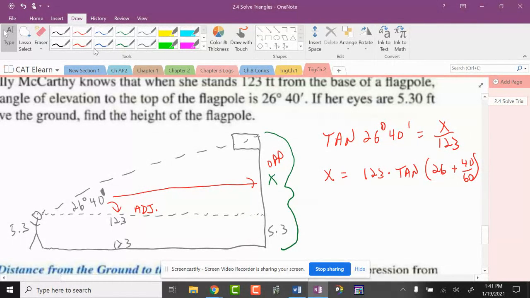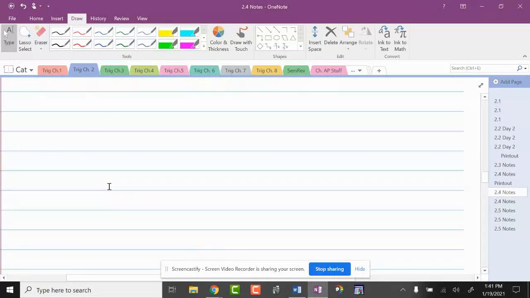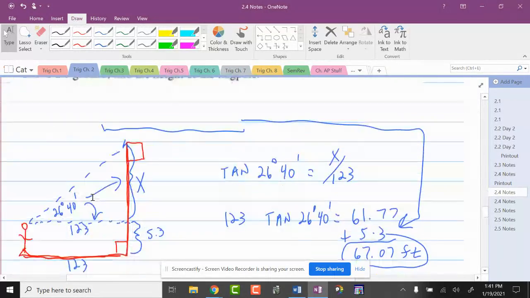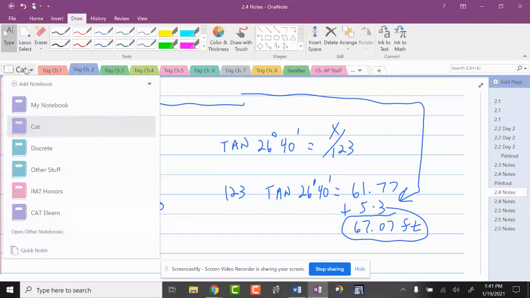Okay, I'll jump to my notes again. Should have been more prepared, but I don't care. This works. Where's the Shelley McCarthy question? Boom. All right, so you get tan 26 40. Again, I told you how to type this, 40 over 60. That's 61.77, but the whole height of the flagpole is plus 5.3. Okay? All right, so just be careful of that one. Typing and then getting the correct answer there.